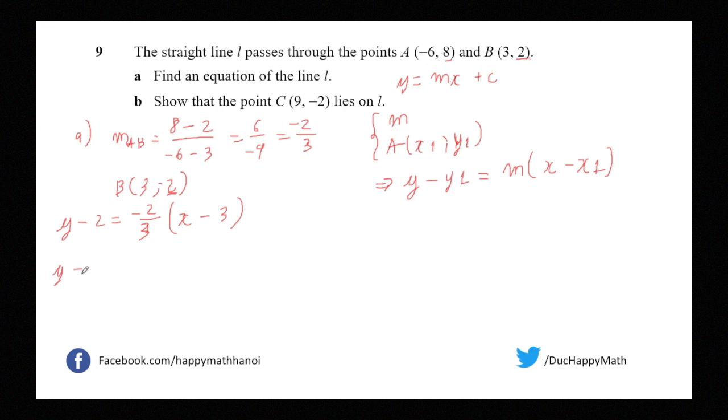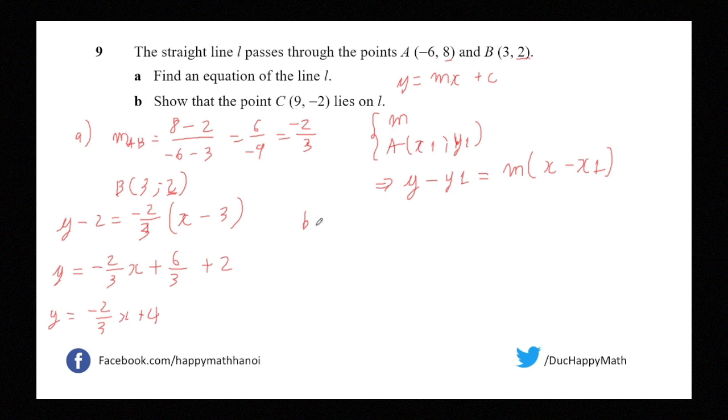So expanding this line, it is minus 2 over 3 x and minus 2 over 3 times minus 3, and minus times minus equals positive. You simplify the 3 here, or you can leave it unchanged. Okay, you keep it, and you move the minus 2 from the left hand side to the right hand side. It becomes plus 2. So y equals minus 2 over 3 x plus 4.